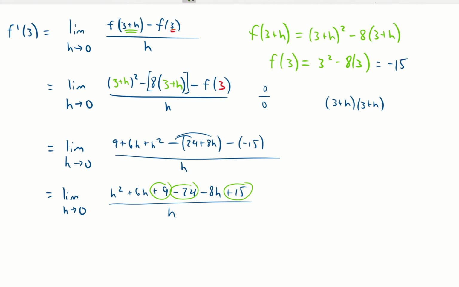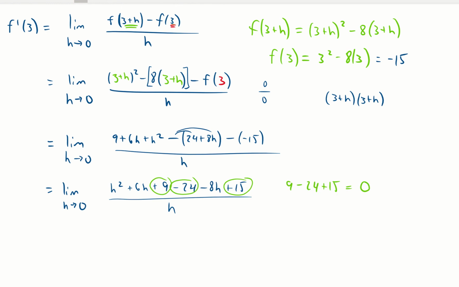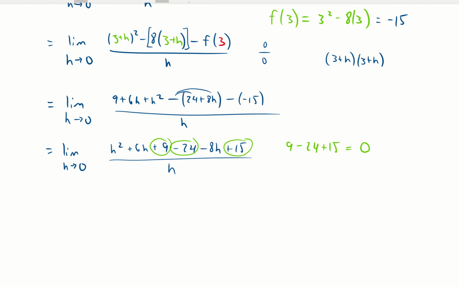And what do you notice about those? 9 minus 24 plus 15 equals 0. If you are doing your computations correctly, this will happen. This is one of those patterns I was talking about. If you're doing your computations correctly, the constants will cancel each other out. This is really critical because we're about to see what happens in the next step. If we now move on and combine like terms with what's left, all the constants cancel each other out.